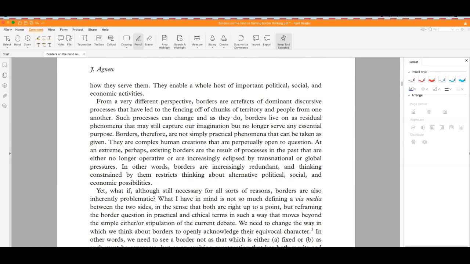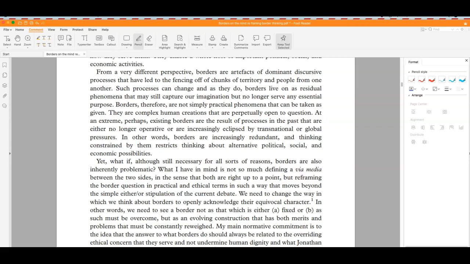Great. Now remember what I said about topic sentences and the conversation. The next topic sentence, from a very different perspective, there's your signpost. Here is the second way of thinking about borders. Borders are artifacts of dominant discursive processes that have led to the fencing off of chunks of territory and people from one another. So they are artificial, they separate us from each other, and as he points out here, in this way of thinking, you pretty quickly get to the idea that borders are unnecessary. There's your conversation. Now we keep going.